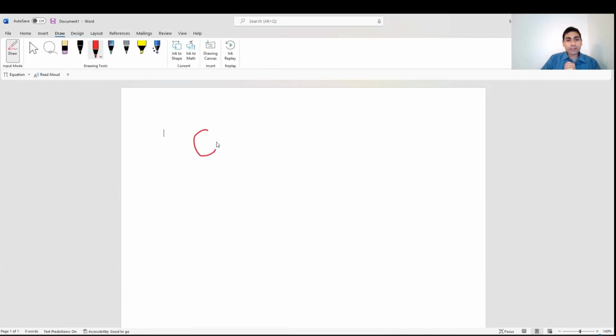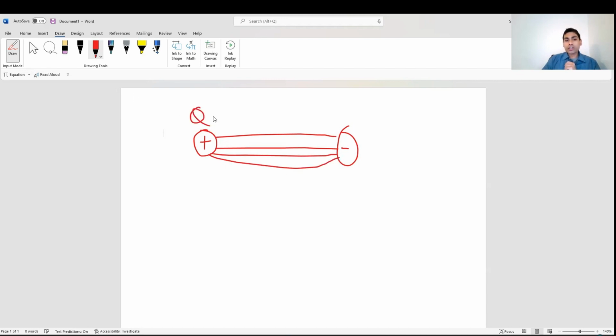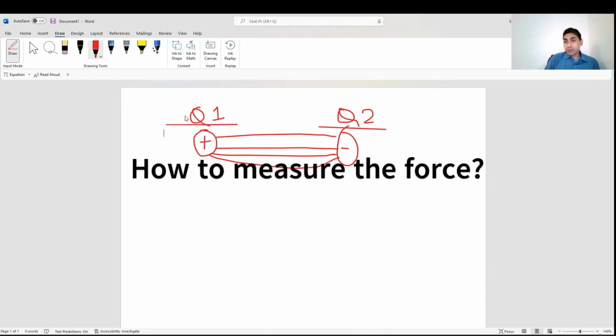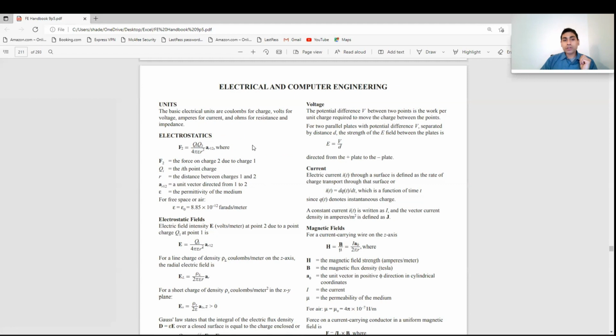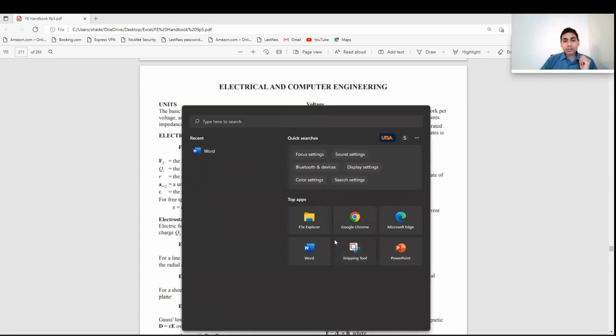I have two charges. I have a positive charge over here, and I have a negative charge over here. Now, I said if it's a positive and negative charge, there would be a force of attraction, right? But I need to quantify. So let's call this charge Q1, and let's call this charge Q2. Now, if you're trying to quantify exactly how much is the force of attraction between them, we'll use this primary equation, this one right over here. Let me pull it up using a snipping tool.